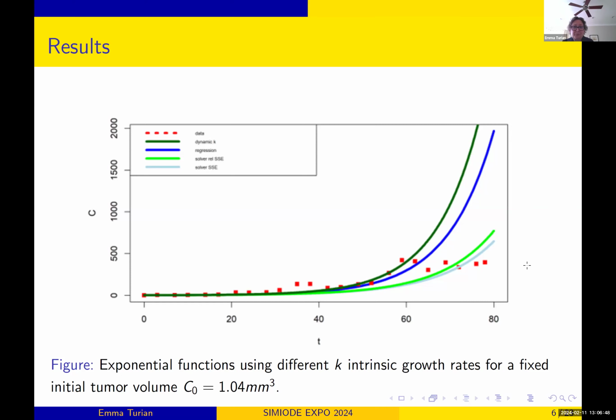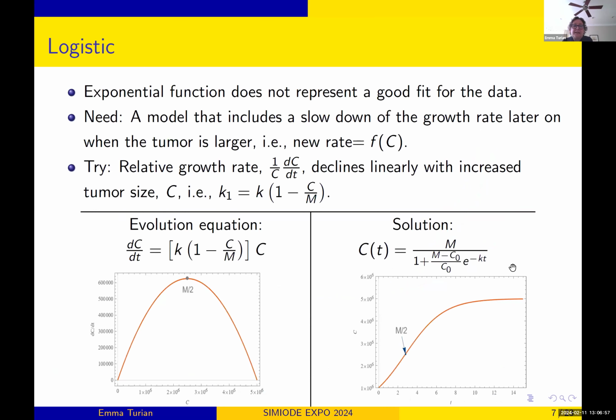So having this, we realized with the students that the exponential function is not the best fit for this data because the growth slows down after a while. So what we need is a model that includes a slowdown of the growth rate later on when the tumor is larger. So the new rate is going to be, we're choosing to have a rate that declines linearly with increased tumor size. So it takes this format, which is the well-known logistic function.